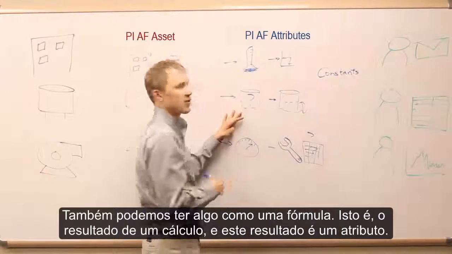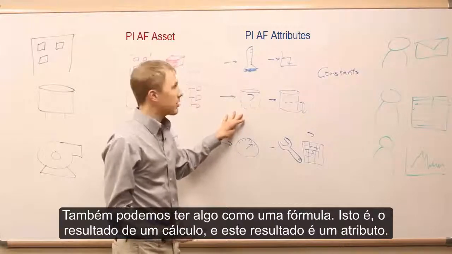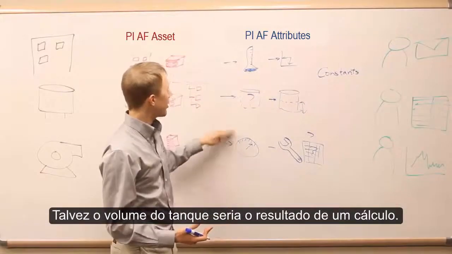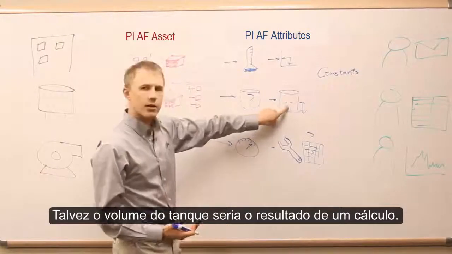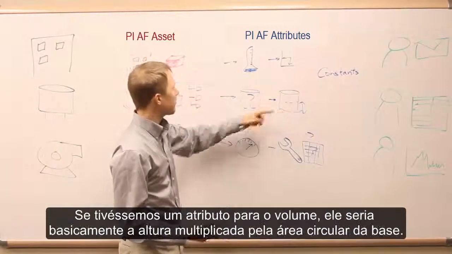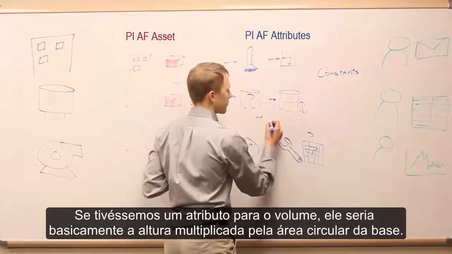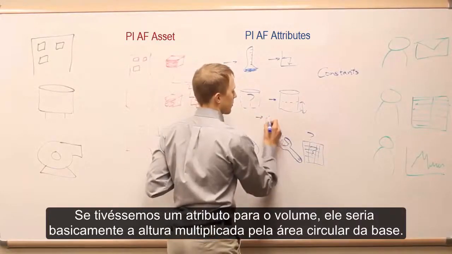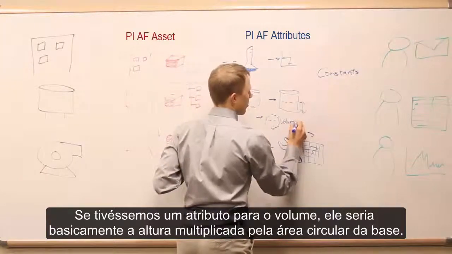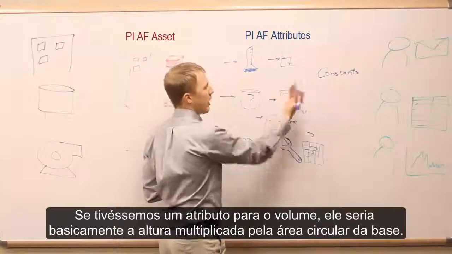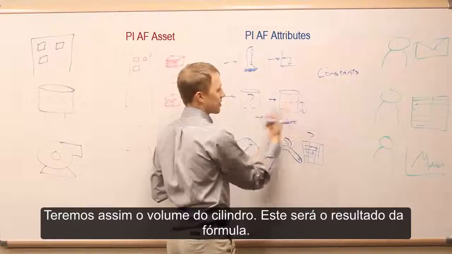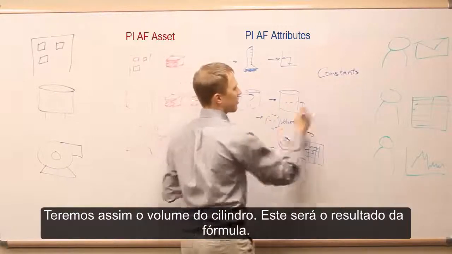We could also have something that's a formula. So it's the result of a calculation. And the result of the calculation is the attribute. So perhaps the height here is the result of a calculation. It's the result, or not the height, but the volume. If we also had an attribute that was the volume, well, the volume is going to be the height multiplied by the surface, the circle area on top. So we get a cylindrical volume. Well, that volume is going to be the result of a formula.